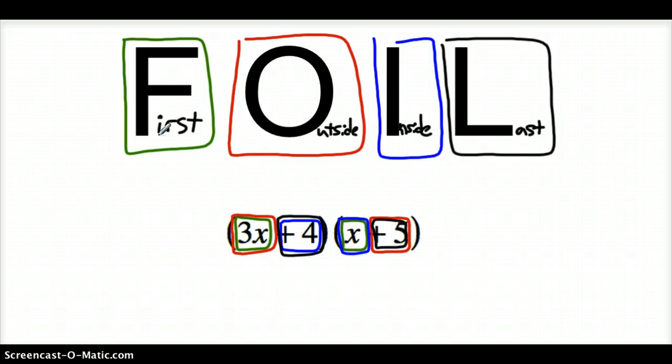Now we have to remember when we're FOILing, we're actually multiplying. And so the first thing that we're going to do is the first ones. So I'm going to take the 3x times the x, and that's going to give me 3x squared. Now I'm going to do the outsides. Those are in red. So outside times outside, that's 3x times a positive 5 is going to give me a positive 15x. 3 times 5 is 15, and I attach the x.